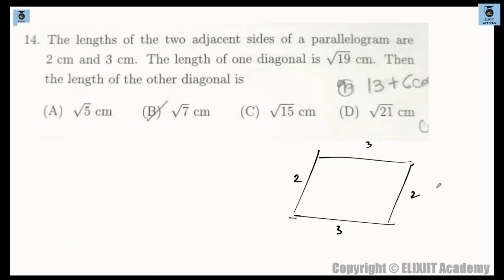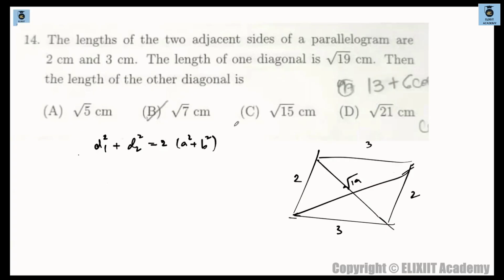The lengths of the 2 adjacent sides are given to be 2 and 3. So the length of one of the diagonals is also given to be square root of 19. What we have to do is find the length of this other diagonal over here. There is a direct result which we can use from here. It's known as the parallelogram law. So d1 square plus d2 square is equal to 2 times of a square plus b square. It's a basic formula which is taught in class 10th.